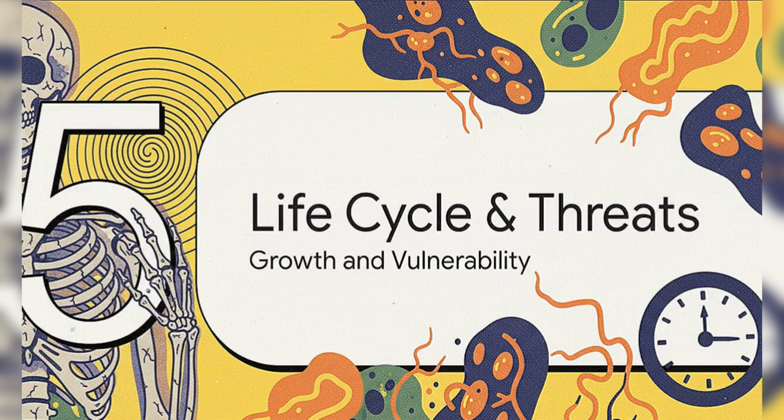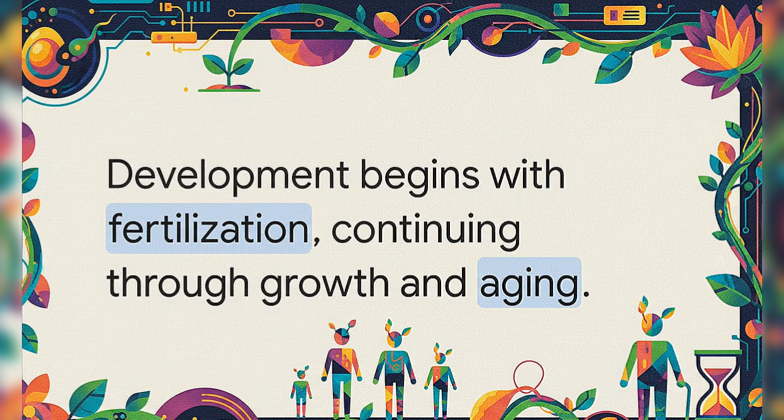Let's look at Section 5, Life Cycle and Threats. As robust as these systems are, the human body isn't static. It exists on a timeline, and let's face it, it's vulnerable to the wear and tear of life. Our entire life cycle literally starts with the reproductive system. The whole journey kicks off with fertilization, the fusion of sperm and egg.